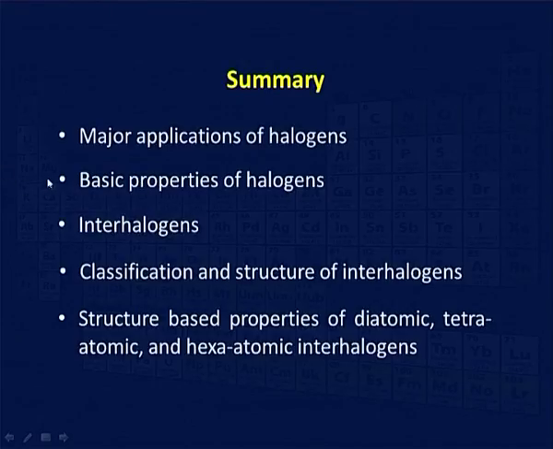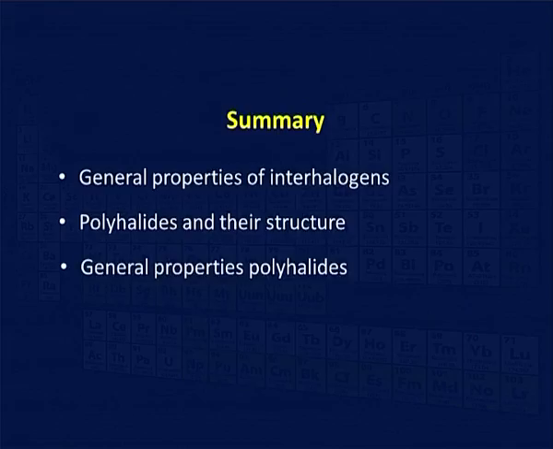Let us see that we have discussed the major applications of halogens, and in the previous episode we discussed the properties of the halogens. Further, the basic properties of the halogens were discussed in detail. The interhalogen compounds formed between two halogens, their classification and structure were discussed in detail. The structure-based properties of diatomic AX type, tetraatomic AX3 type and hexaatomic interhalogens were also discussed. The general properties of interhalogens were presented. The polyhalides and their structures were discussed along with their general properties in detail.